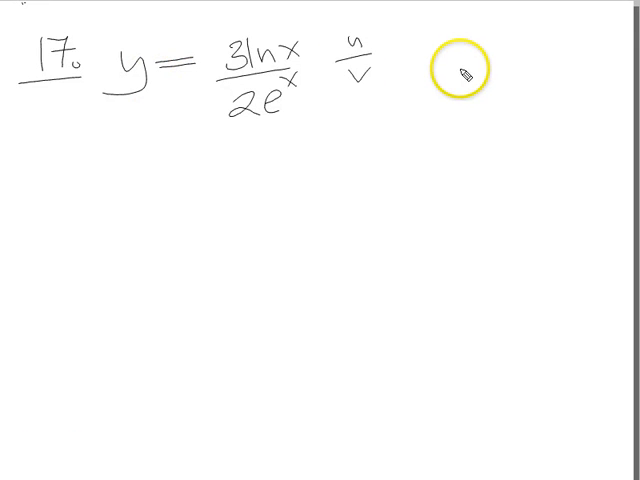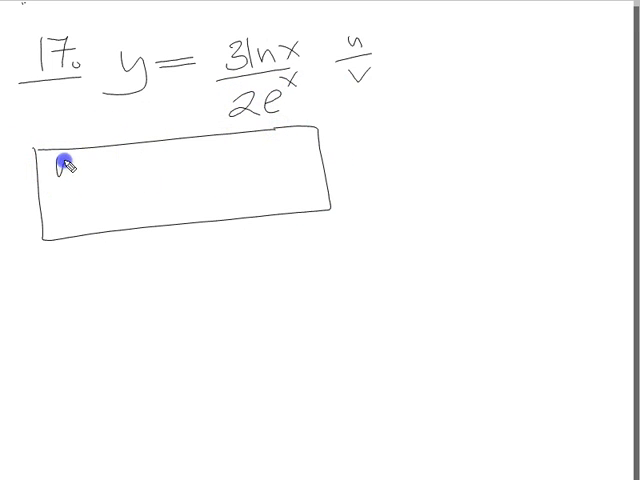Right, let's have a go at 17 then. We've got u over v again, of course: 3 log x on top, 2e to the x on the bottom. So let's draw our grid and put in our pieces of the jigsaw. So u is 3 log x. v is equal to 2e to the x, yeah?